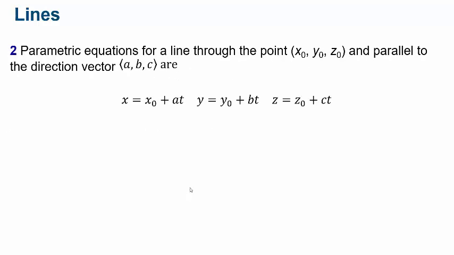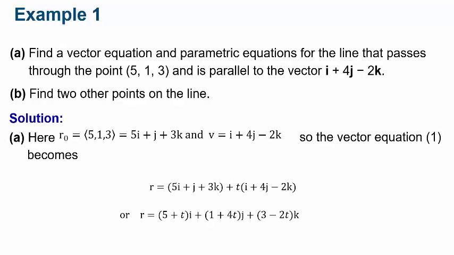All right, so the parametric equations of a line through the point x0, y0, z0, and a parallel direction vector a, b, and c are just the following. So those are the parametric equations. All right, let's do an example of this.